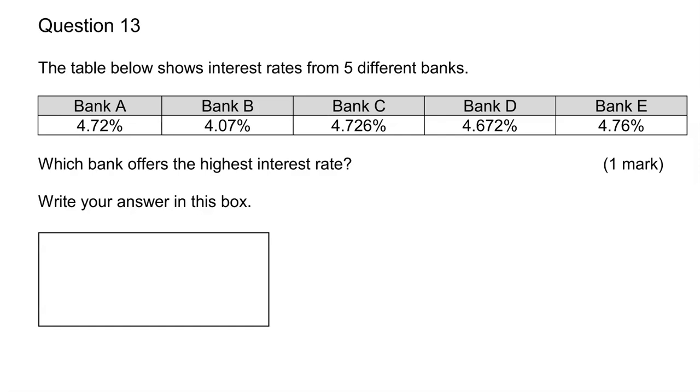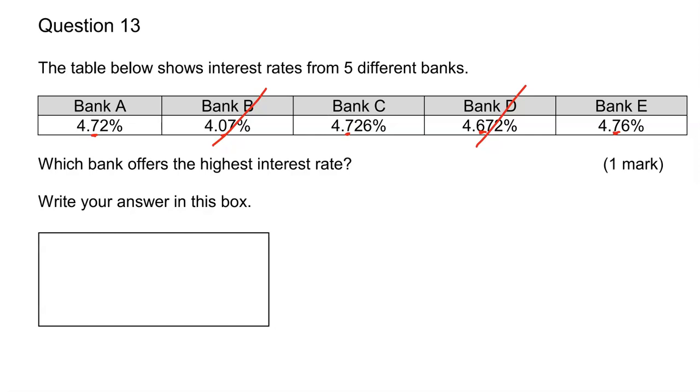For that reason, we need to focus now on the first digit after the decimal point, because the one before that is exactly the same for all 5 of them. So looking at that, we've got 7, we've got 0, we've got 7, 6, 7. So the highest of them all will be the ones with the 7s. So we need to focus on Bank A, Bank C, and Bank E. We can ignore Bank B and D because they've got lower interest rates.